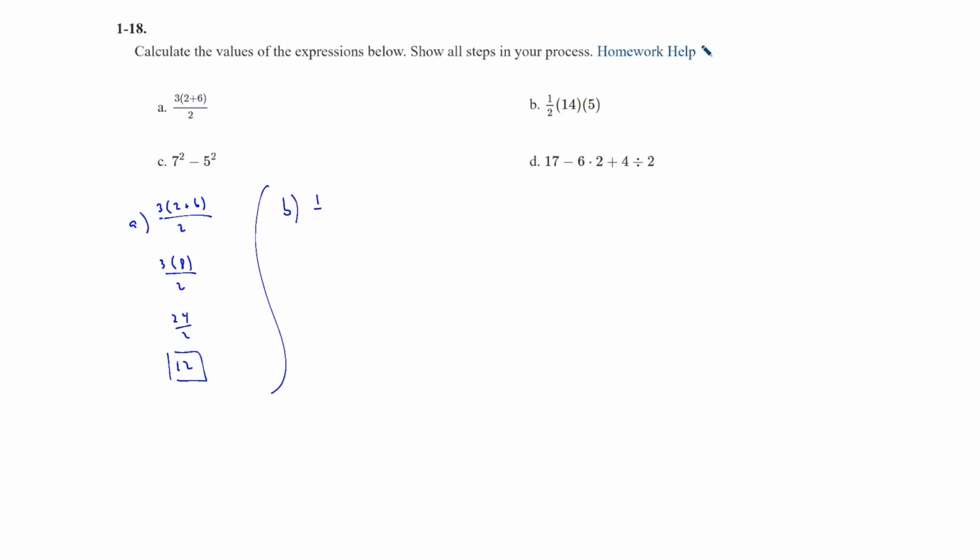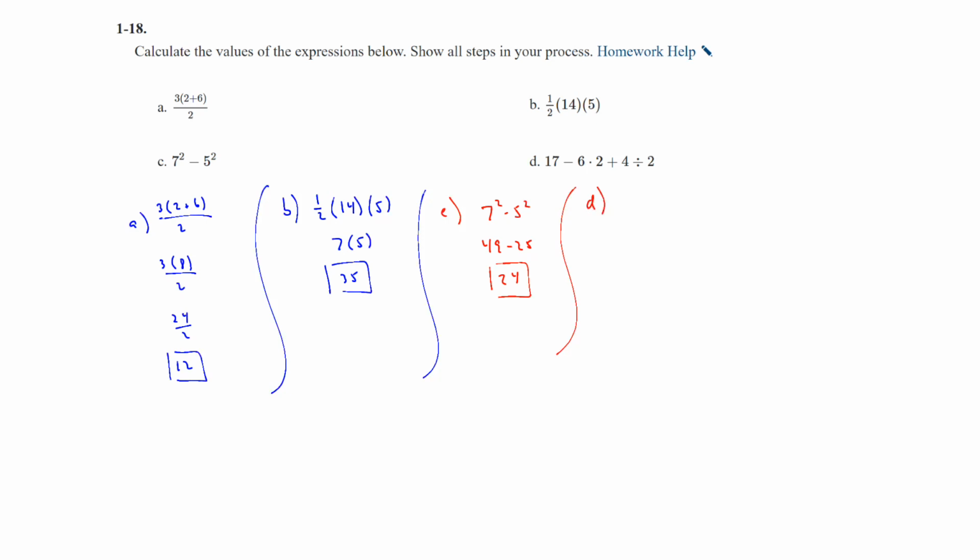Part B, we have 1/2 times 14 times 5. So 1/2 times 14 is 7. 7 times 5 is 35. On part C, 7 squared minus 5 squared. 7 squared is 49. Minus 5 squared is 25. 49 minus 25 is 24.